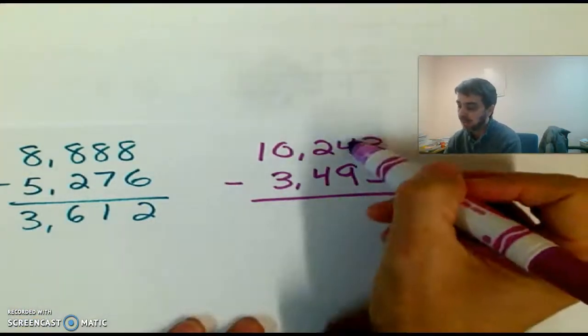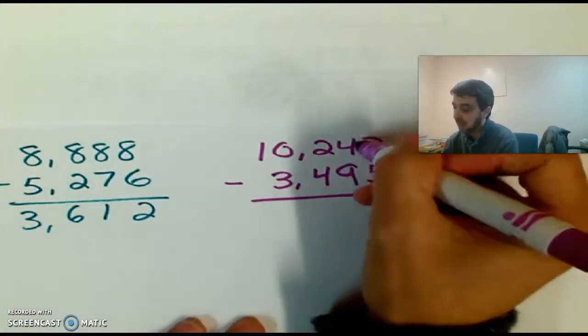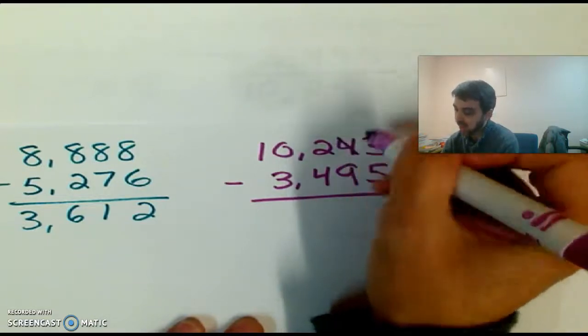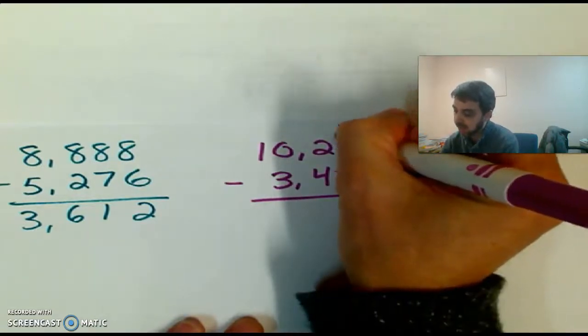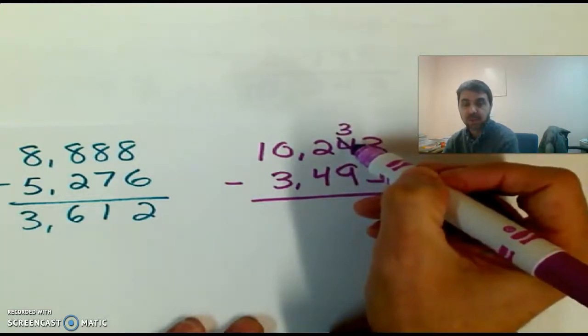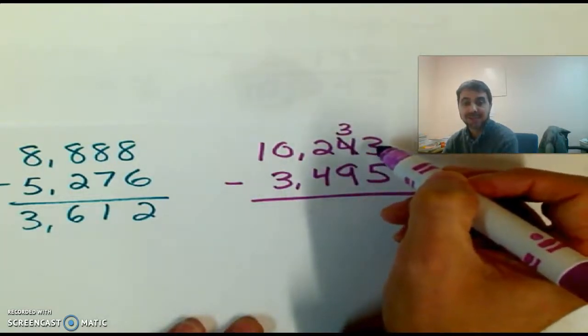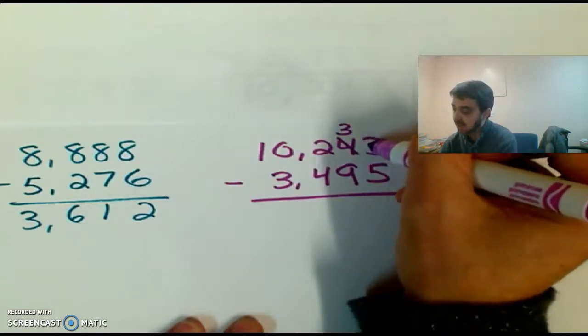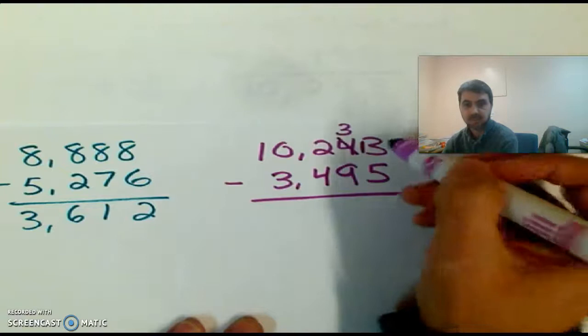So I'm going to go to my tens place, and I'm going to take one of those 10s. Okay, so I'm going to cross off the 4 and make it a 3 because I took one of them and I regrouped it into 10 ones. So I'm going to give this 3 ones 10 more. So that becomes 13, right?